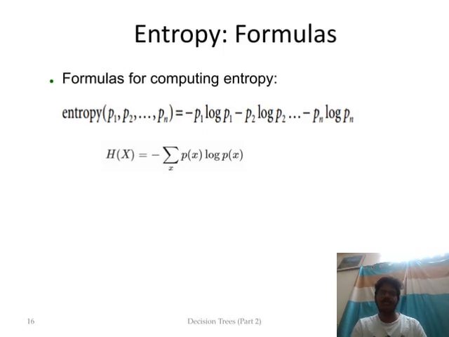And now we will see some entropy formulas. Formulas for computing entropy. Entropy of P1, P2, and so on, Pn equals minus P1 of log P1 minus P2 of log P2 and so on, minus Pn of log Pn, where H of x equals minus the summation over x of p of x of log p of x. This is the kind of formula we have gone through for entropy.